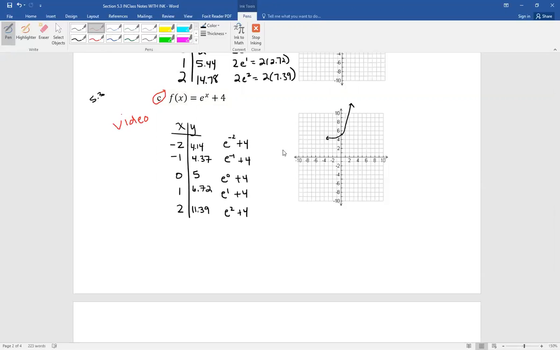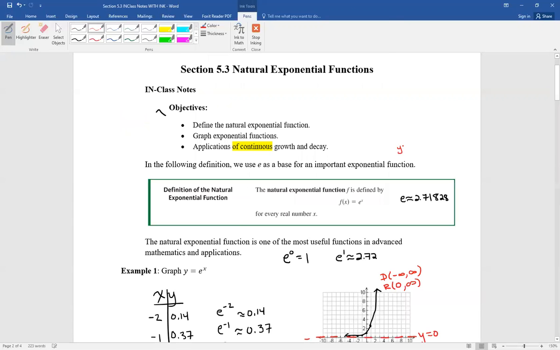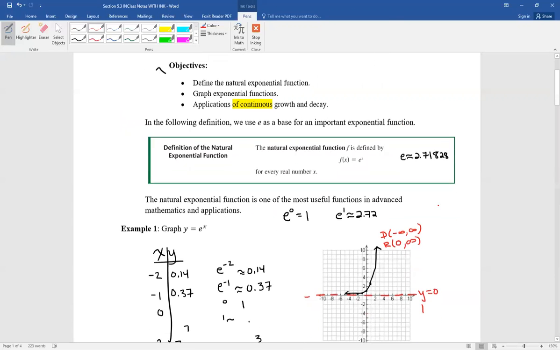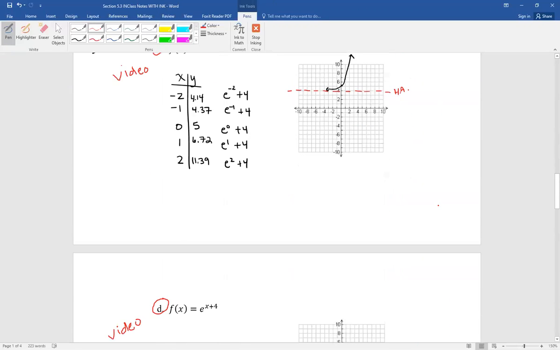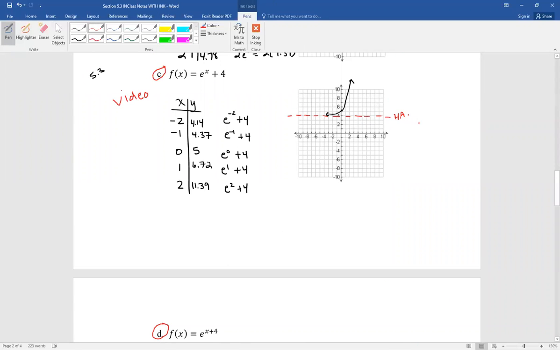Now, the thing to note is when you have a vertical shift, that changes your horizontal asymptote because you're shifting it off of that x axis. So the horizontal asymptote for this exponential function is y equals 4. The domain for any exponential is always all real numbers. The range is dependent on where our horizontal asymptote is, and if we're on top or bottom of that value, we are above 4. So from 4 to infinity, but not including 4.